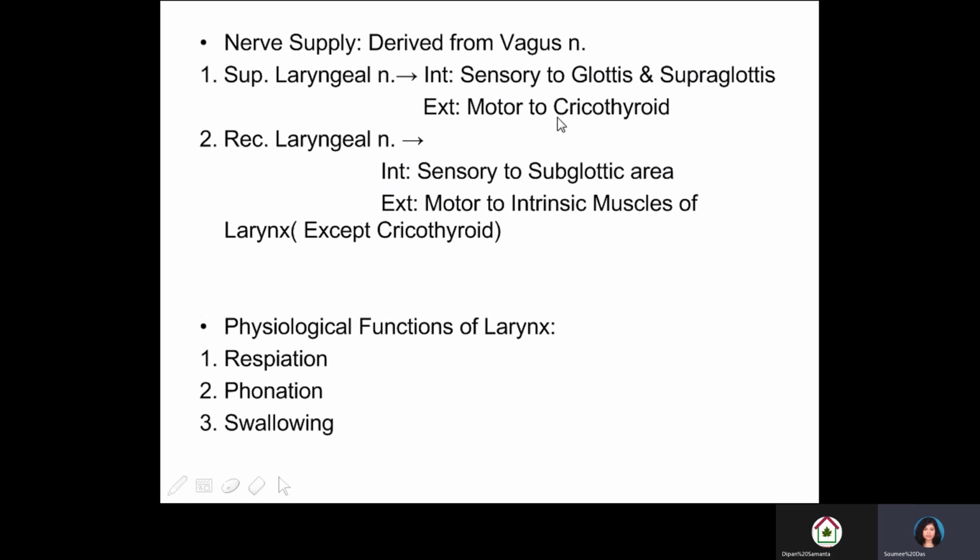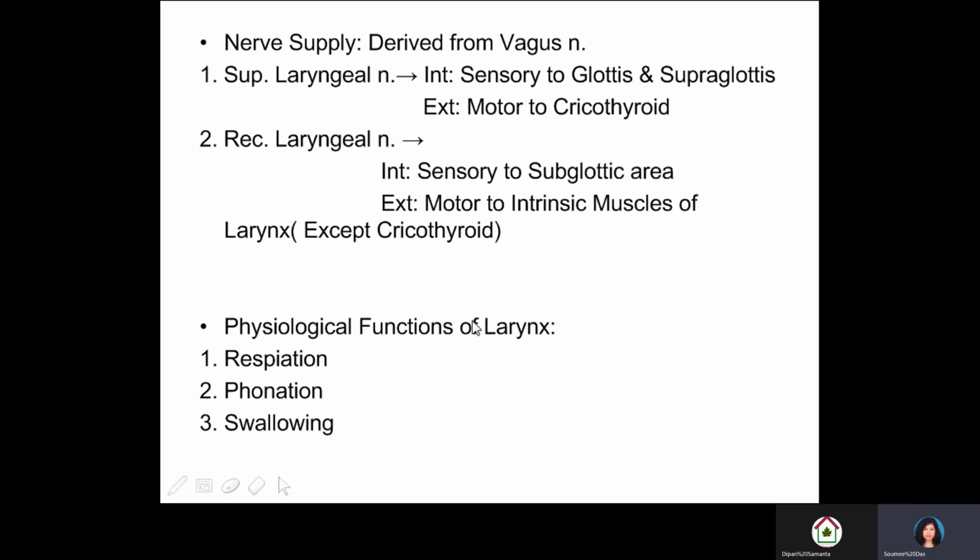And see here, the cricothyroid's motor function has already been covered by the superior laryngeal nerve, the external branch. So what is left is the intrinsic muscles of the larynx, except cricothyroid, since cricothyroid has already been covered by the superior laryngeal nerve. So the external branch of the recurrent laryngeal nerve would be serving the motor function of the intrinsic muscles of the larynx.